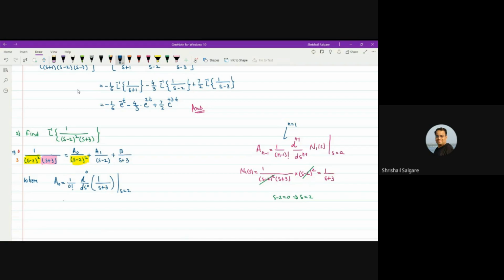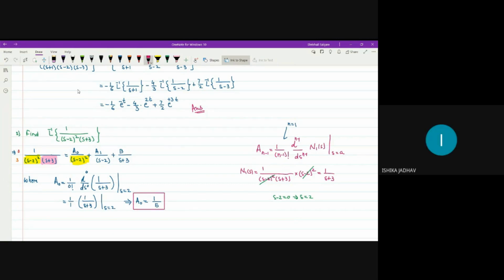Further, 1 upon 0 factorial is 1, and 0th derivative is nothing but that term itself, s plus 3. 0th derivative means the term itself. Purposely I am using the bracket. And value of this function at s equal to 2. This implies that a naught is given by 1 upon 3 plus 2, which is 5. Is it clear?